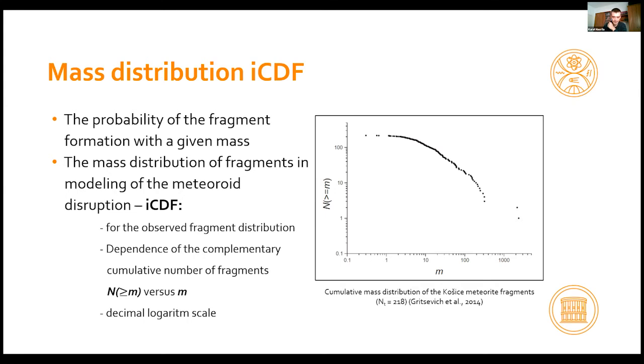For this, we use the mass distribution of fragments, which uses the inverse cumulative distribution function, iCDF. It is defined as the distribution for the observed or recovered fragments. It represents a complementary cumulative number, on the vertical axis, of fragments as a function of mass on a logarithmic scale. On the right, we can see the cumulative mass distribution for the Košice meteorite, where 218 found fragments are plotted.